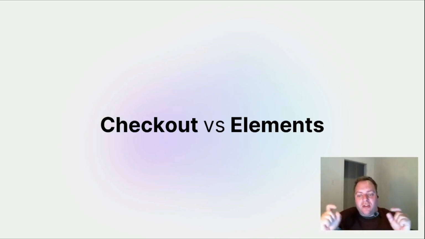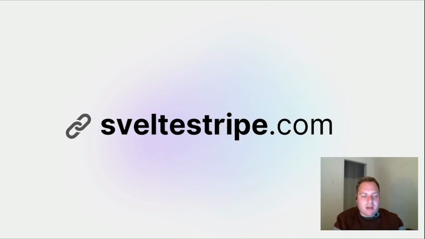Elements are kind of like little widgets, like a credit card form or things like that, that you can embed into your SvelteKit app. And so if you want to try out Elements, I highly recommend checking out this project, sveltestripe.com. It's created by me, and it's sponsored by Stripe.